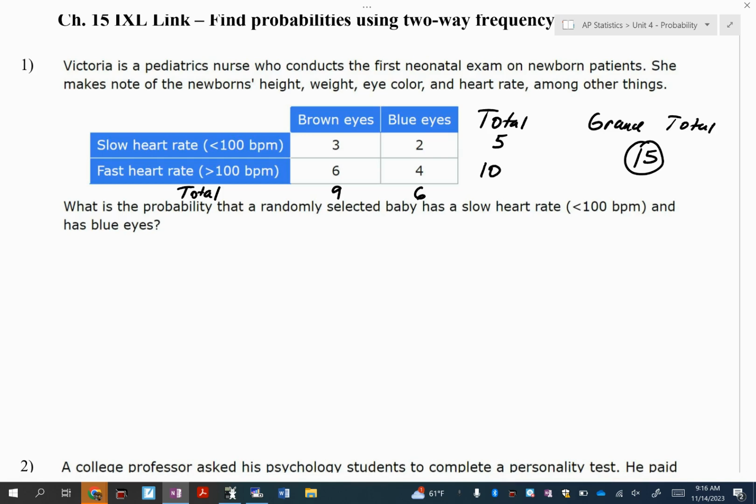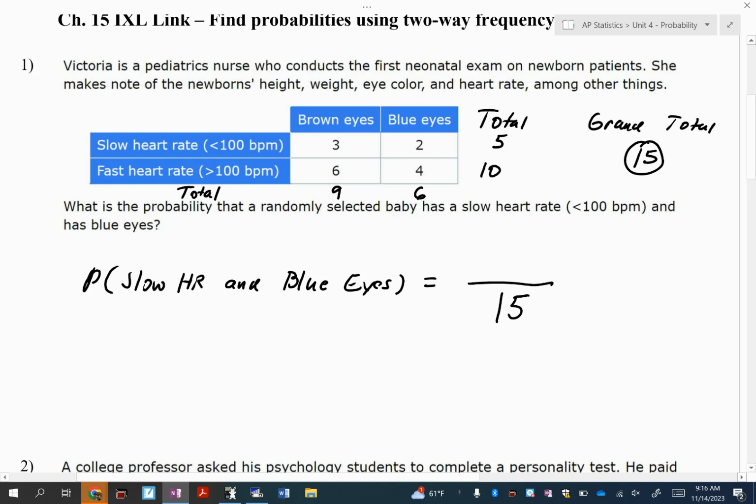Everyone okay? Okay, so what is the probability that a patient has a slow heart rate and blue eyes? This would be out of all of these patients, out of these newborns. So how many total newborns are there? 15. And if you look in your table, there's only one cell that has what I'm looking for: slow heart rate and blue eyes, which is 2. Can you reduce 2/15? No, you're good. Just type that in. You've done it. You can leave it as a fraction.